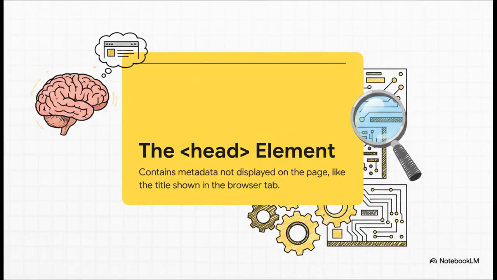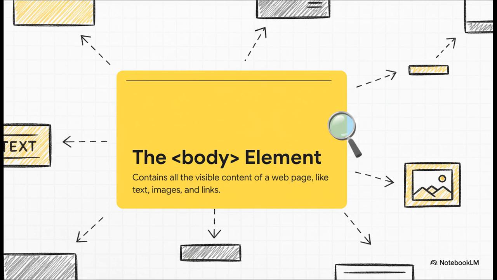So yeah, that head section, it's literally the page's brain. You don't see what's inside it on the page itself, but it's holding all this vital info, like that title that pops up in your browser tab. It's all the important behind-the-scenes stuff. And then there's the body tags. That's the main event. It's everything you actually see. Every word, every picture, every link you click, it's all living inside those body tags. This is the part of the skeleton that you see and use every single day.